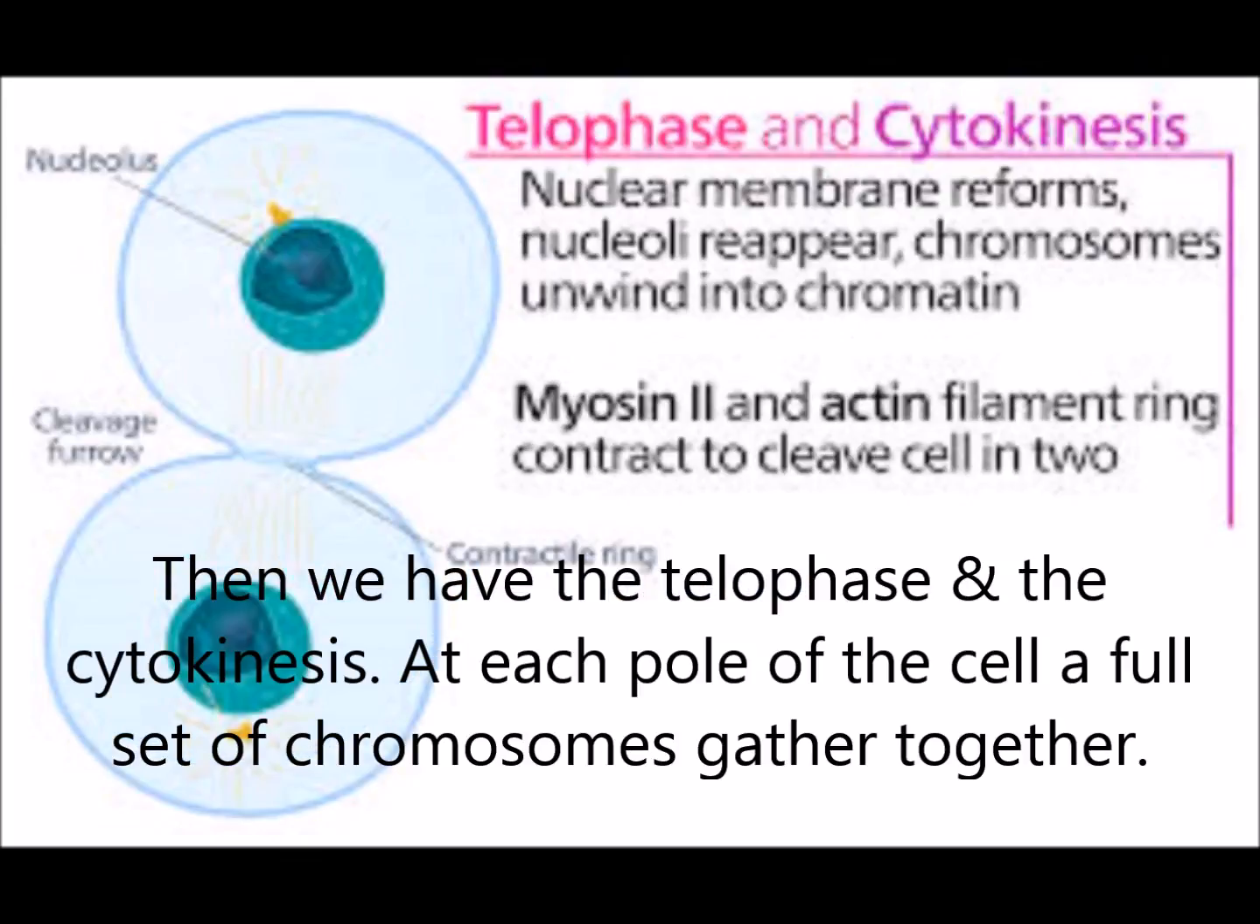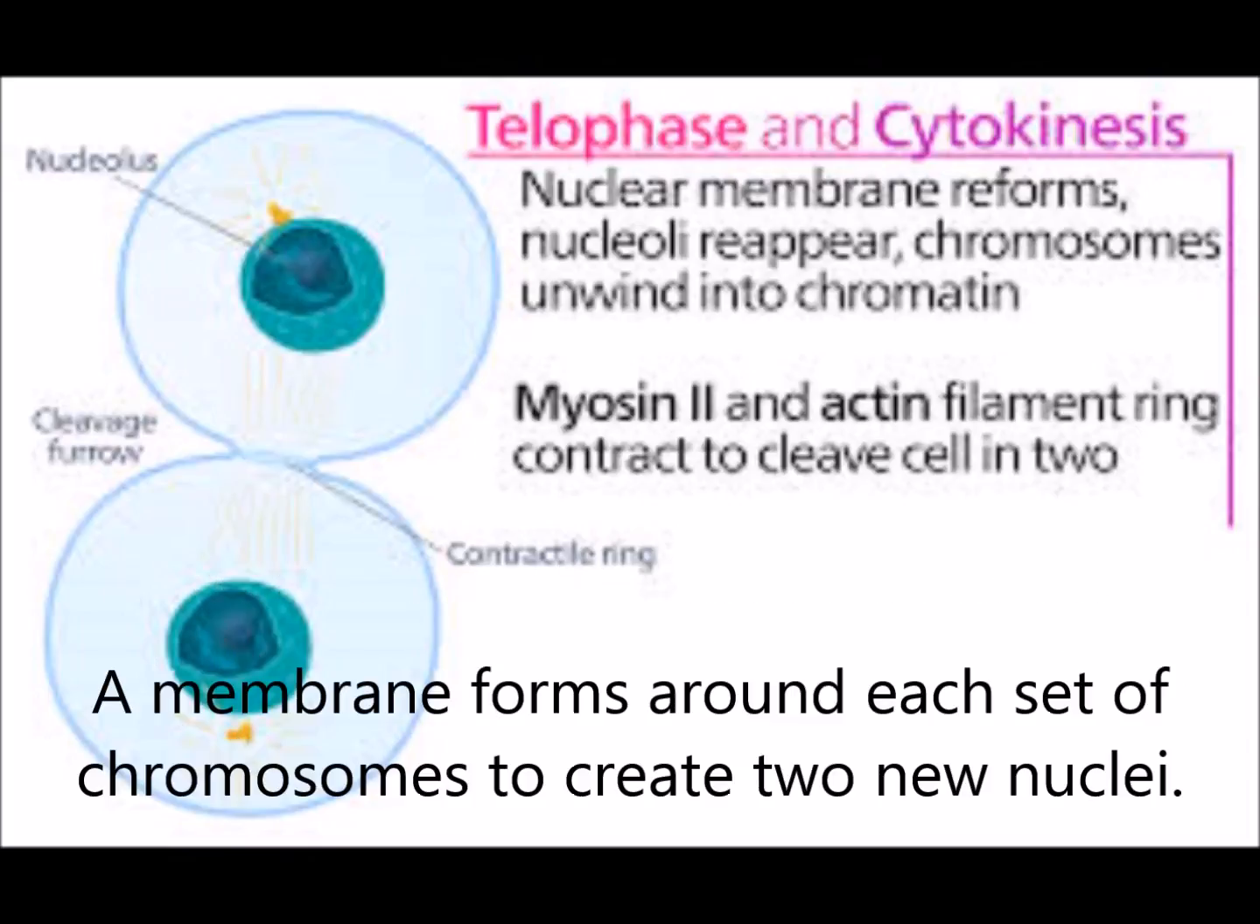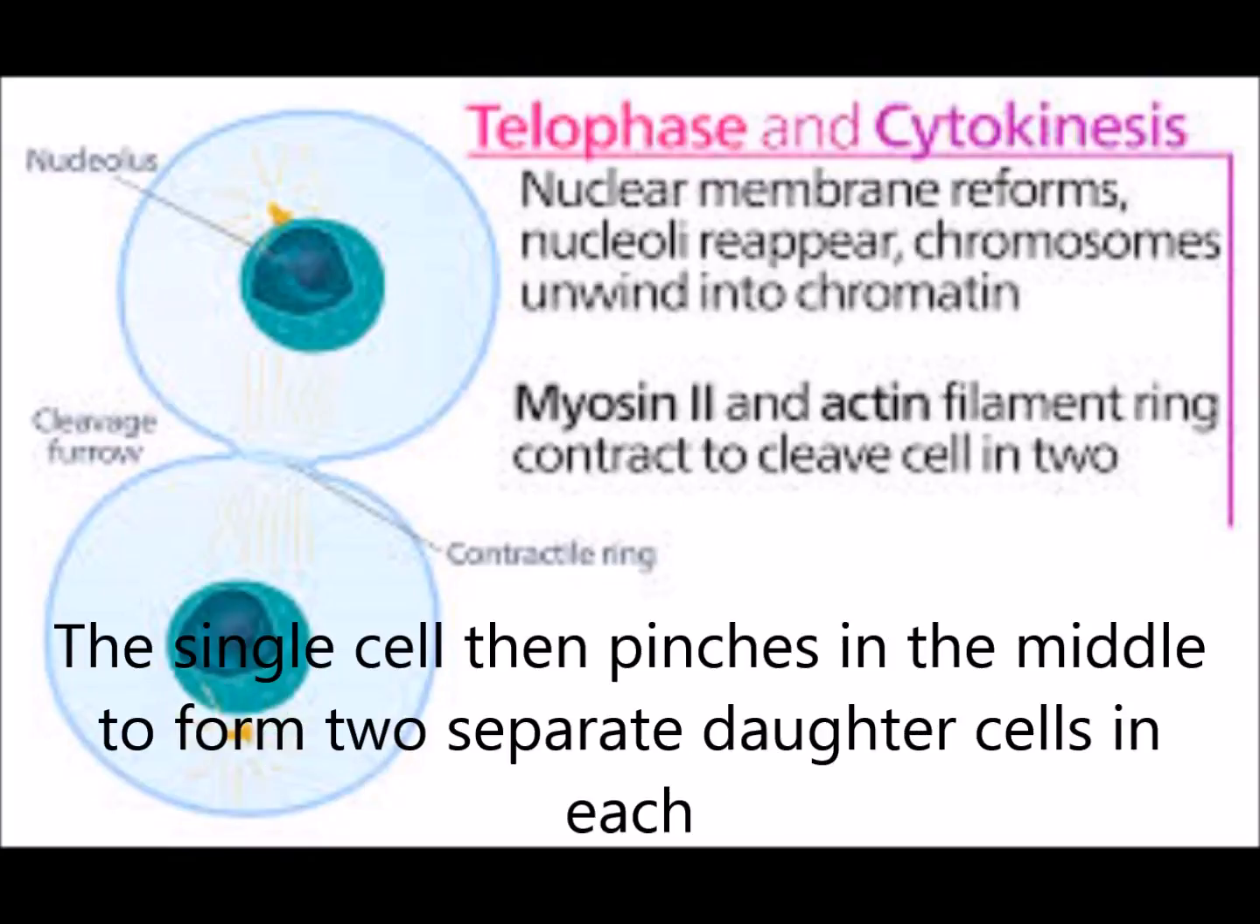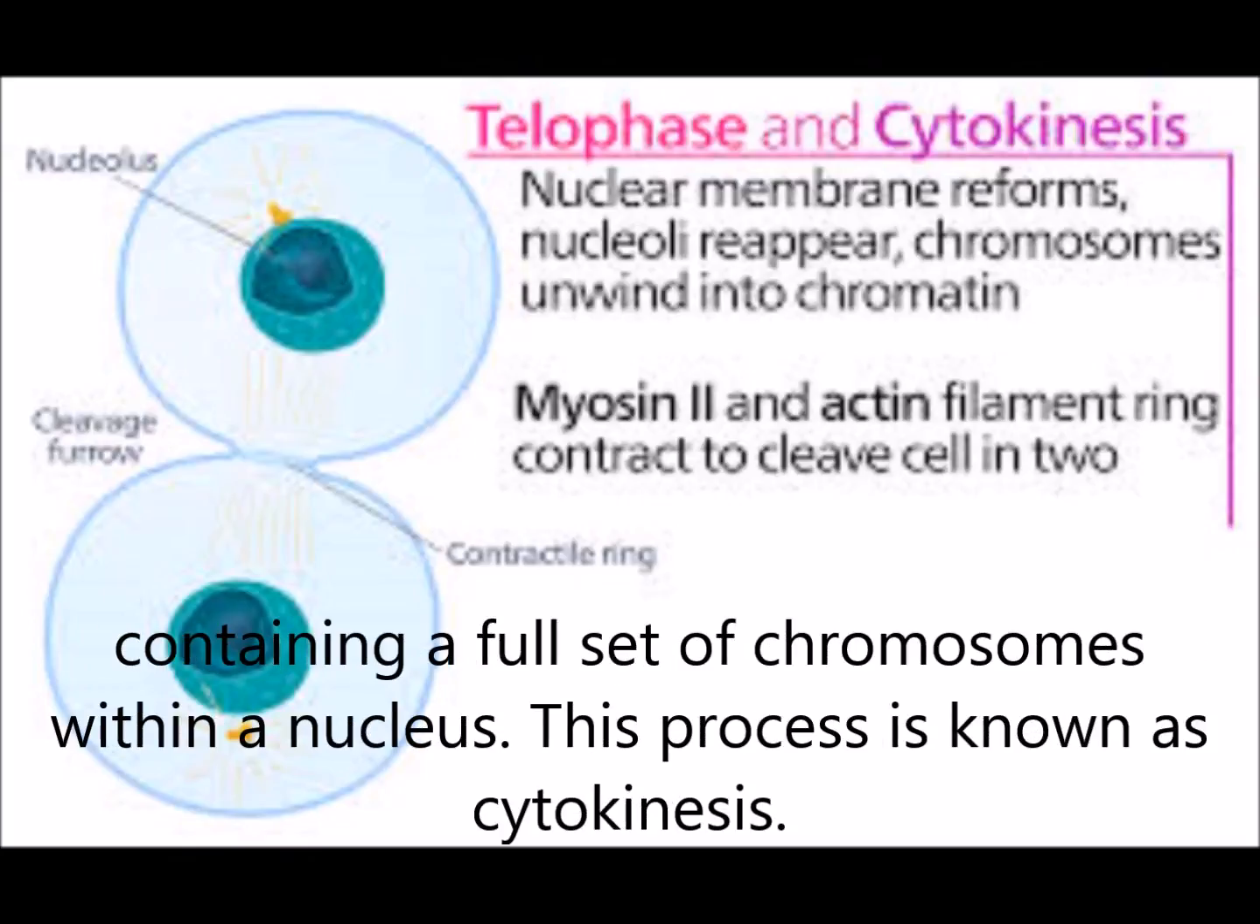Then we have the telophase and the cytokinesis. At each pole of the cell, a full set of chromosomes gather together, and a membrane forms around each set of chromosomes to create two nuclei. The single cell then pinches in the middle to form two separated daughter cells, each containing a full set of chromosomes within a nucleus. This process is known as cytokinesis.